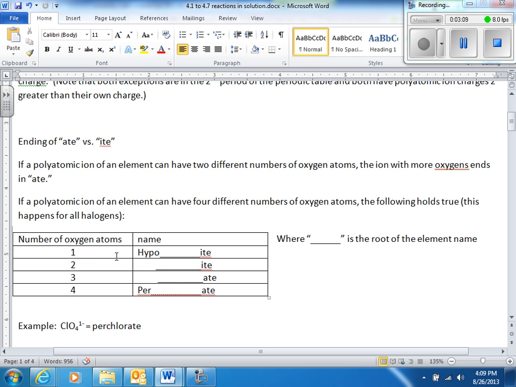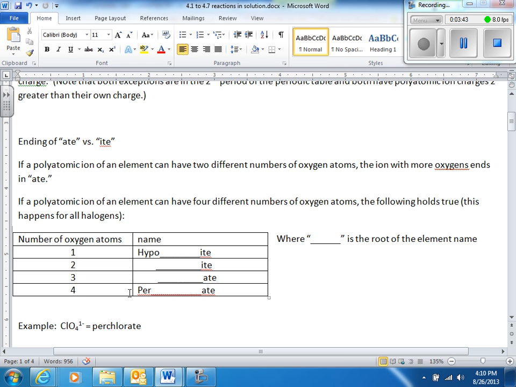And the way those get named is, if you have 1 oxygen, it's hypo-root-ite. So if we use chlorine as an example, ClO 1- would be hypochlorite, ClO2 1- would be chlorite, ClO3 1- would be chlorate, ClO4 1- would be perchlorate. And this works with chlorine, fluorine, bromine, iodine. So iodate would be this one, which means you have IO3 1-.